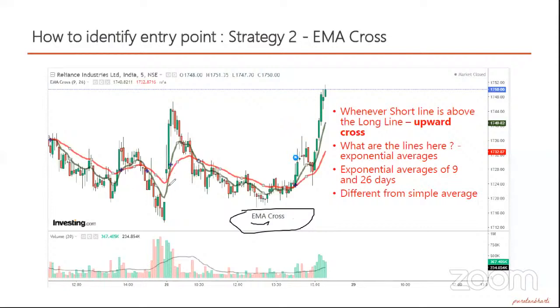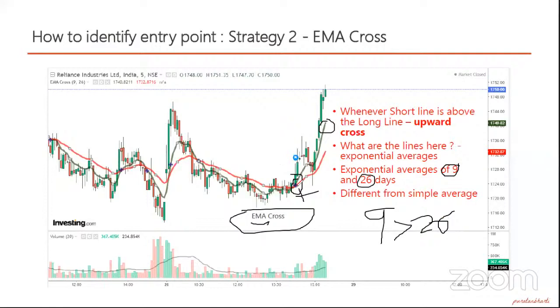So there are two lines that you're seeing here. One is a blue line, the other one is a red line. The blue line, which is the darker line, the one on the top, represents an exponential moving average, and the engineering students and MBA students would understand this, of 9 days. And this is a 26 days average, the red line. Anytime there is a blue cross formation happening, you see there is a blue cross, I hope you can see that, meaning that the 9 days line is above the 26 days line, you can enter into a stock.